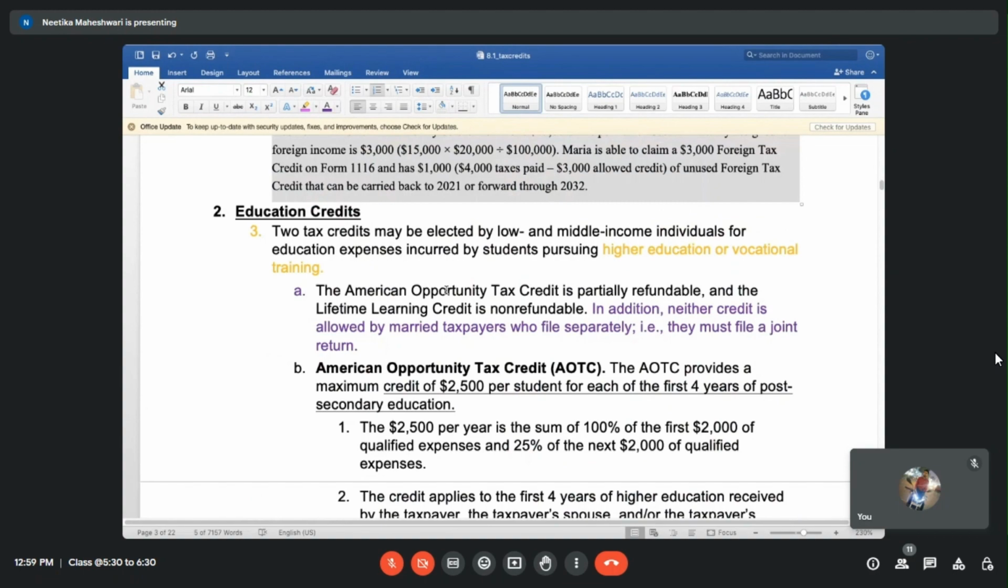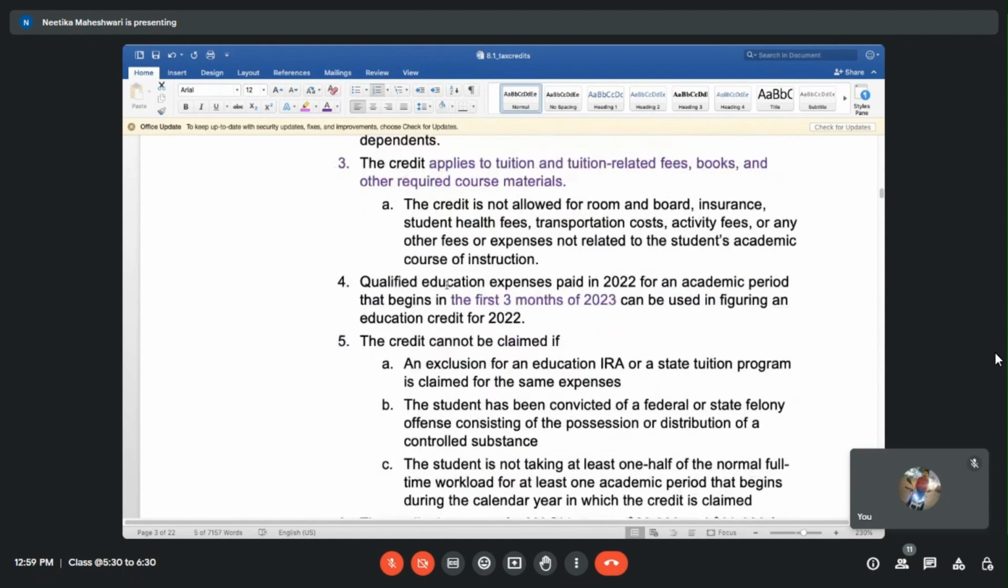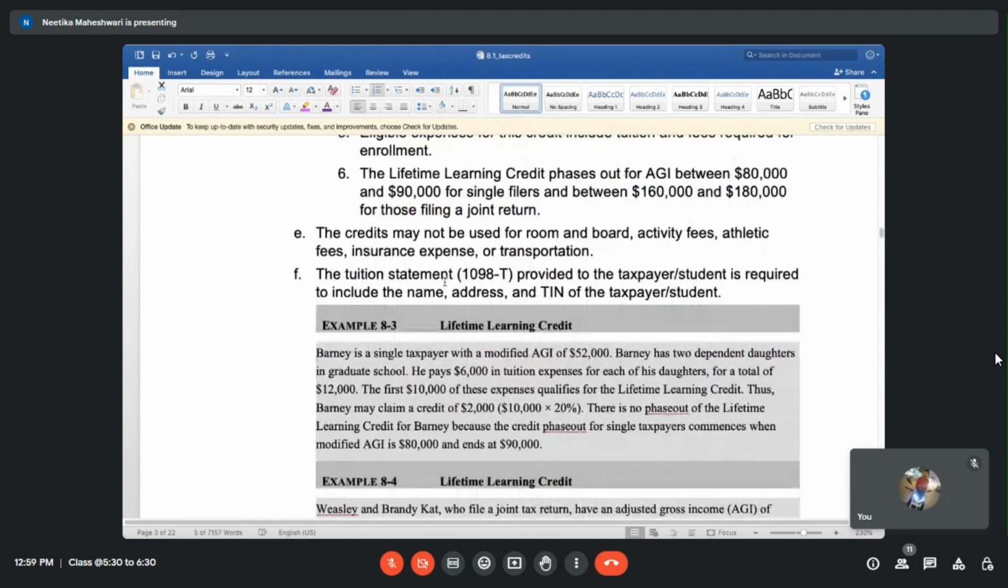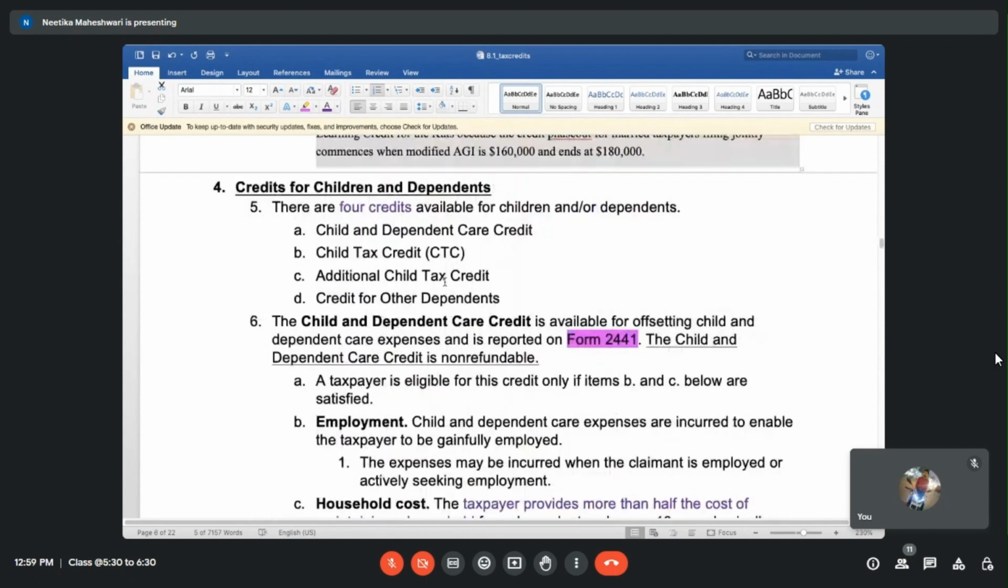Okay, then we looked into educational credits. Perfect. Then we covered child tax credits and dependent care. The dependent care credit is reported on form 2441. So what are the conditions? Who can tell me what the conditions are to claim the 2441 tax credit? Can anyone get that?